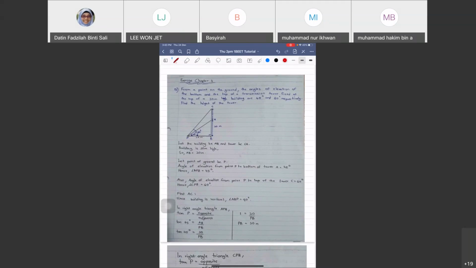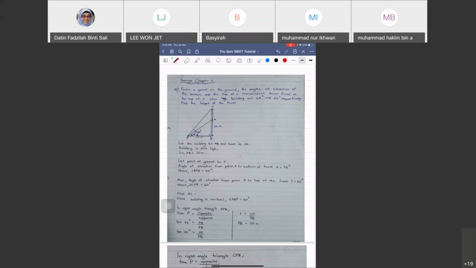Okay, from a point on the ground, the angles of elevation of the bottom and the top of a transmission tower fixed at the top of a 20-meter high building are 45 degrees and 60 degrees respectively. Find the height of the tower.